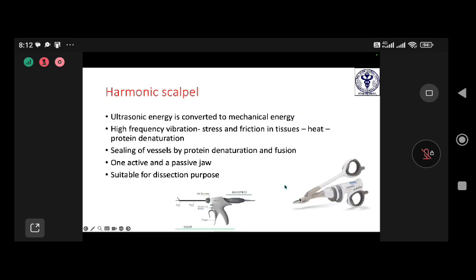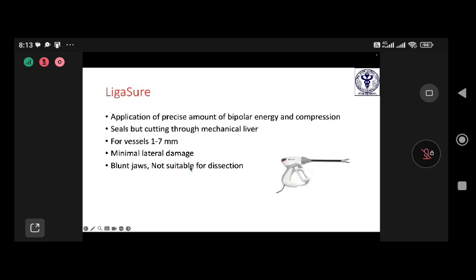Harmonic scalpel, again, is very commonly placed. Ultrasonic energy is converted into mechanical energy because of the piezoelectric effect. It has both sealing as well as cutting function, and this is suitable for a particular size of vessel. Generally, it is claimed up to 5 mm. It has one active jaw and one passive jaw. Only one jaw will be vibrating, the other will be supporting. It also helps in the dissection. Different shapes and different uses are there, which you should know about.